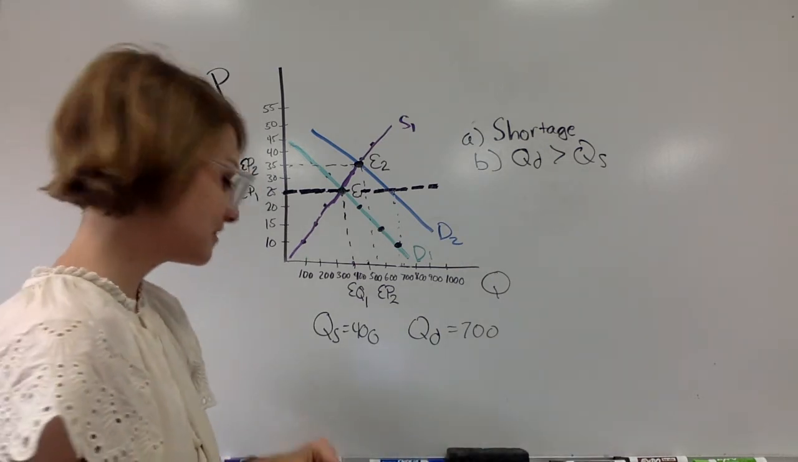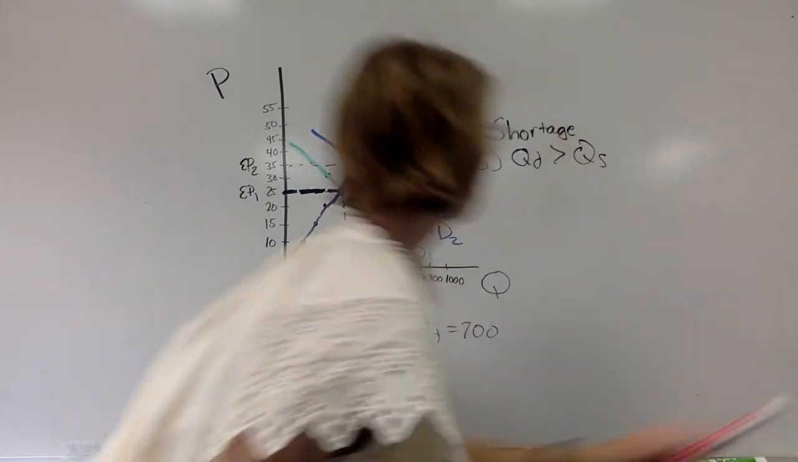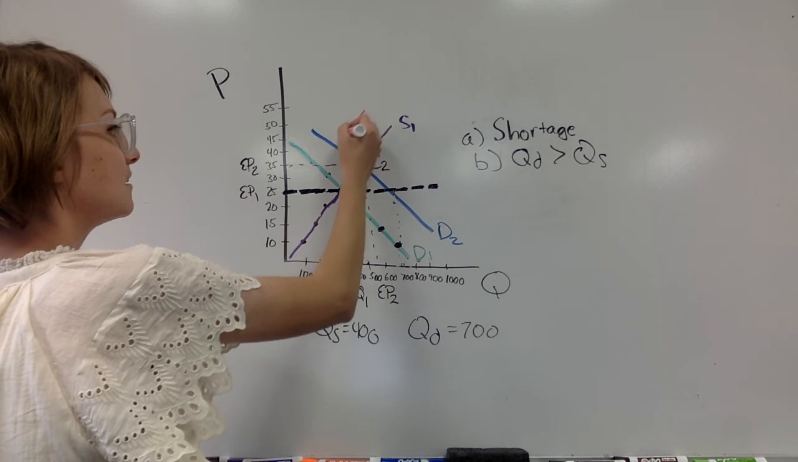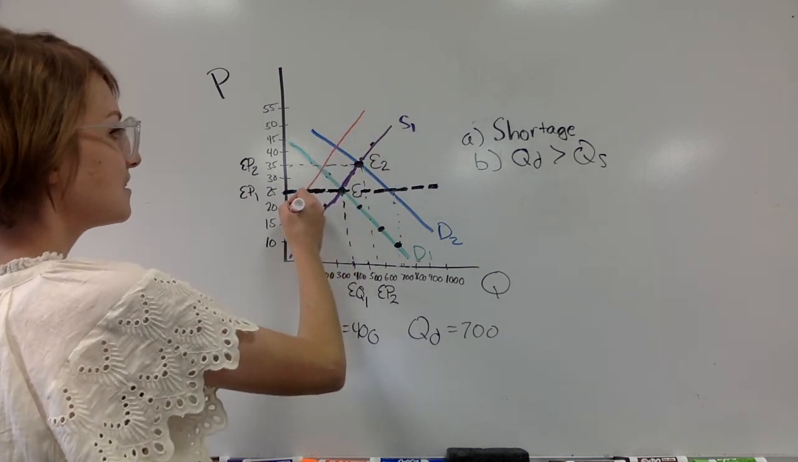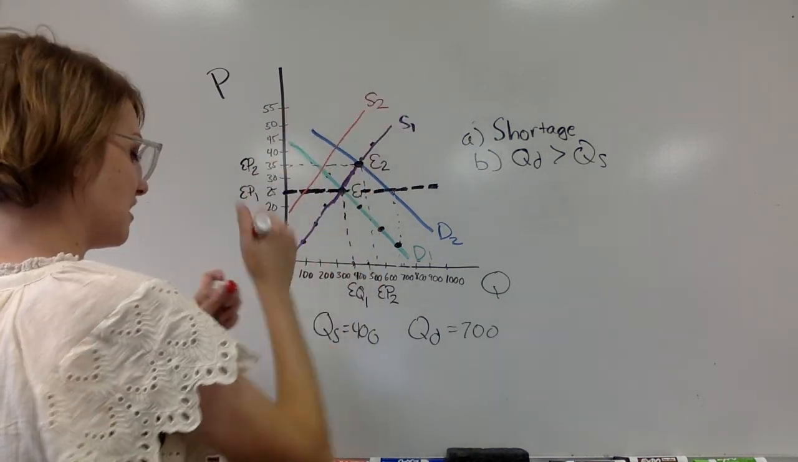So let me grab another color. Ooh, I'm just going to use orange, that's gross. All right, so here's my supply curve. It is shifted to the left, and I need to label it S2.